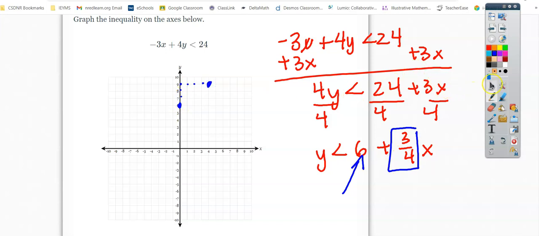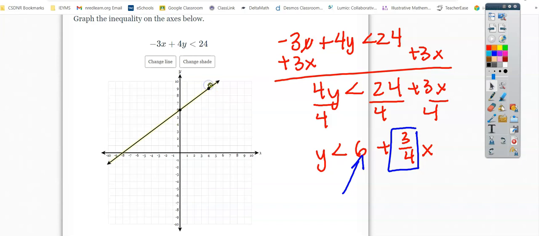So now I'm going to use the Delta Math graphing tool. I'm going to erase what I wrote here with my marker, and I'm going to use the actual graphing tool with my mouse. So 6, and then up 3 from there, and over 4. You'll see a line appear. After you click twice, they'll ask you which type of boundary you want and which type of shading you want. Because I have a less than sign, I need to change my line to dotted. You just click it more than one time to change it between the two types.